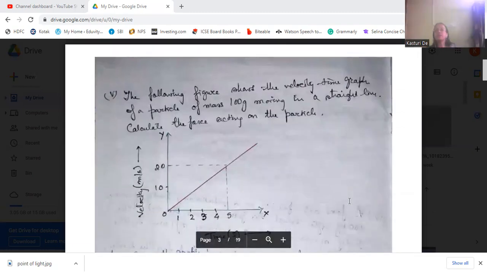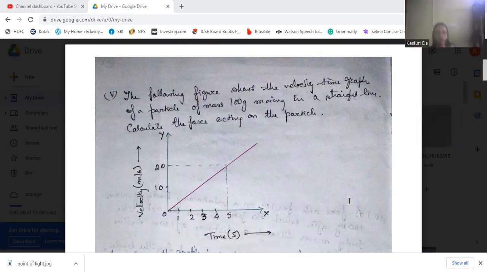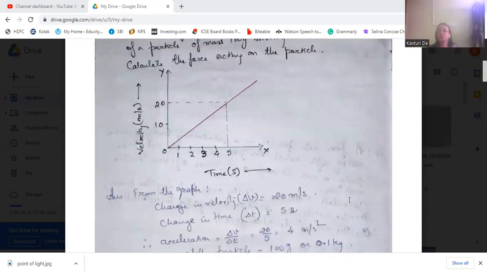Clear? Next is the following figure shows the velocity time graph of a particle of mass 100 grams moving in a straight line. Calculate the force acting on the particle. So for this, see, this is the figure. This is the image. It is the diagram. So velocity is on the y-axis and time is on the x-axis. Velocity is in meter per second. Time is in seconds. So we see when it is covering 5 seconds, within 5 seconds, it has a velocity of 20 meter per second. Okay. So in this way, it is moving.